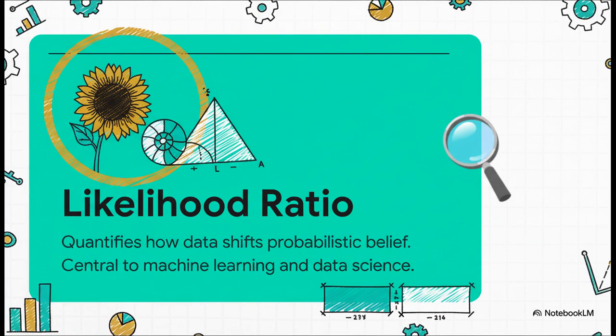And this brings us right to the cutting edge, the likelihood ratio. This ratio is basically the mathematical engine of modern data science. It's how a machine learning model decides if an email is spam, or how a medical test figures out the probability of a disease given a certain result. It literally quantifies belief, and it is changing the world as we speak.